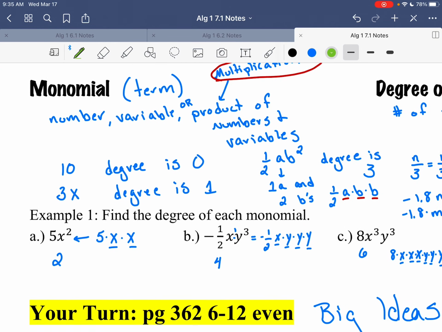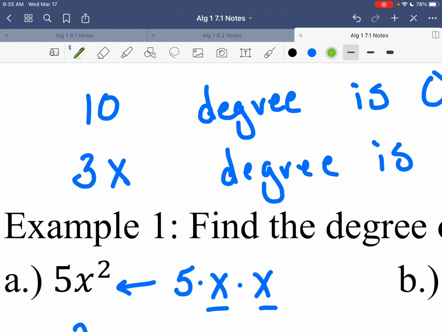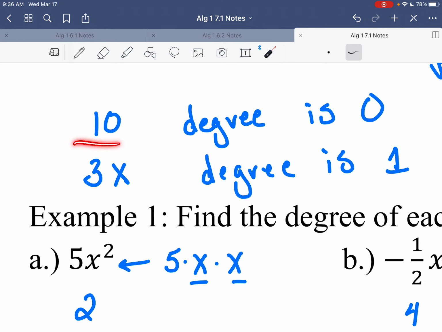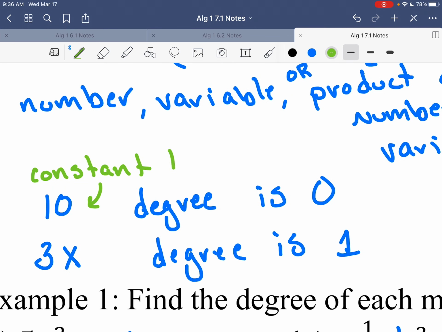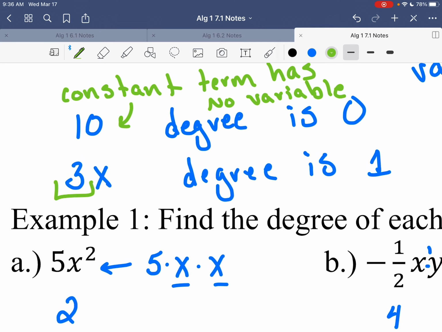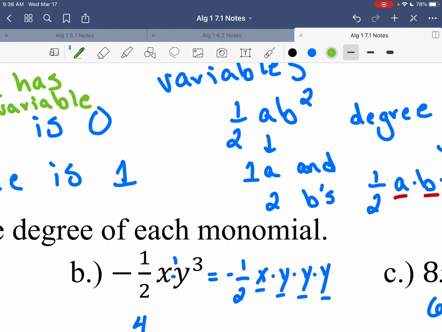The coefficient of this 10, there wouldn't be one because there's no x, or we would say it was just the 10. We normally don't use the word coefficient in that case because this is what we would call a constant term, because there's no variable in it. A constant term has no variable, so therefore it has no coefficient. But for this 3x, the coefficient is 3, that number part.